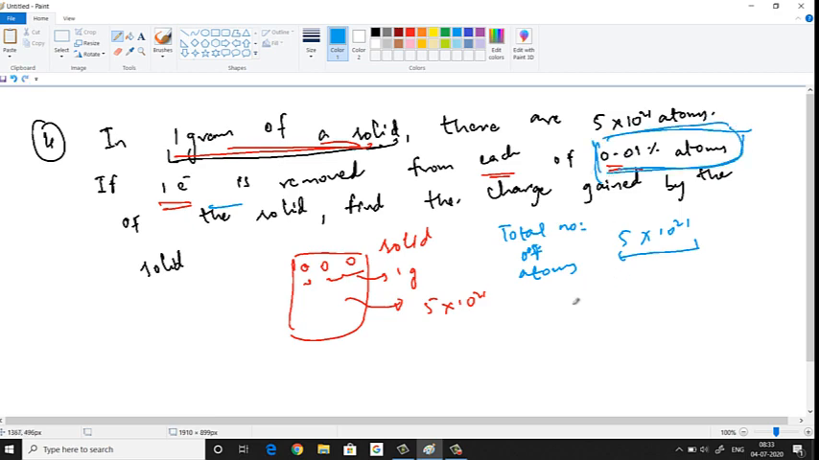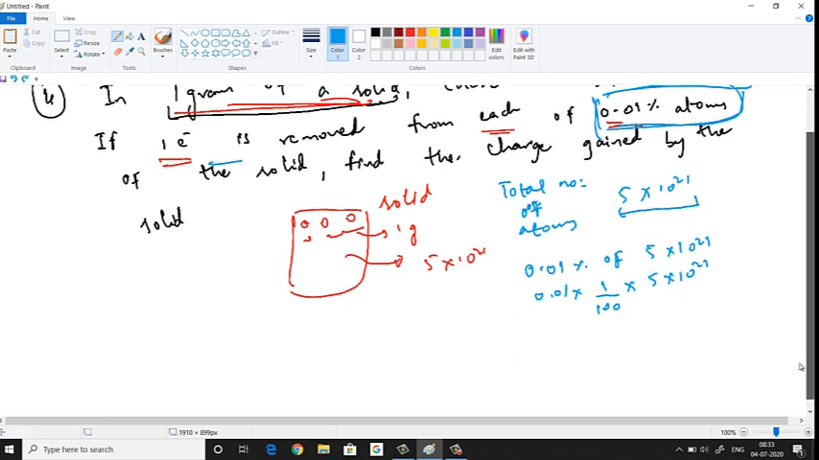That means you have to find what is 0.01%. So 0.01% of 5 into 10 power 21. First find this. So how do you calculate this? 0.01 percent, you will write it as 1 by 100 into 5 into 10 power 21. So this is 0.01% of 5 into 10 power 21. If you calculate this, how much will you get?